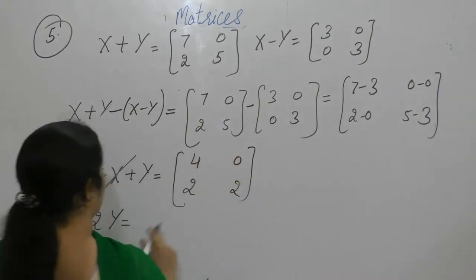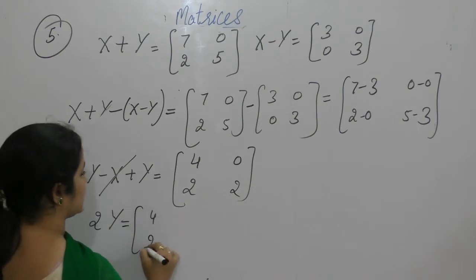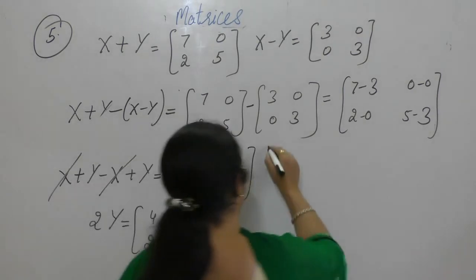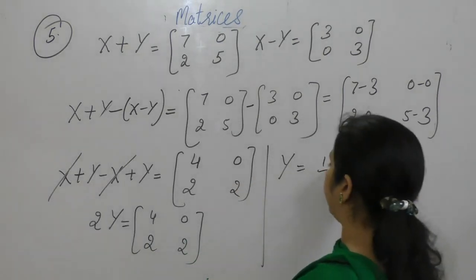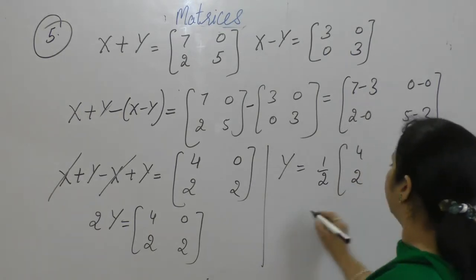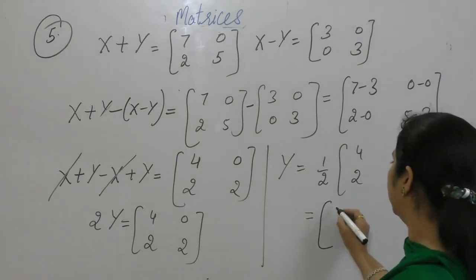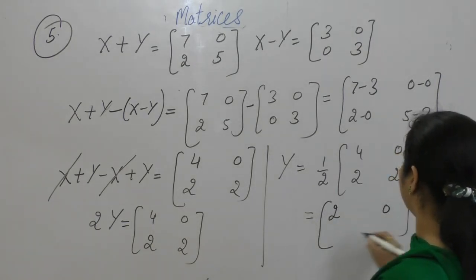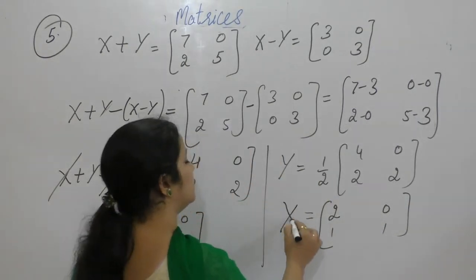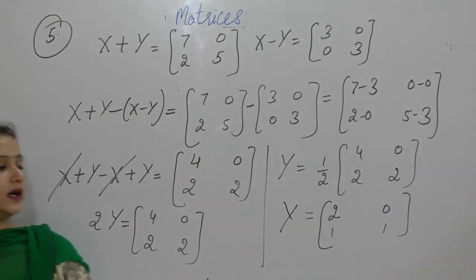3 is 2. So this is the value of 2y. So 2y is 4 0 2 2. So y is equal to 1 by 2 times 4 0 2 2. Multiply all the elements by 1 by 2: 4 by 2, 2 by 2 is 1. So y is equal to 2 0 1 1. Note it down.